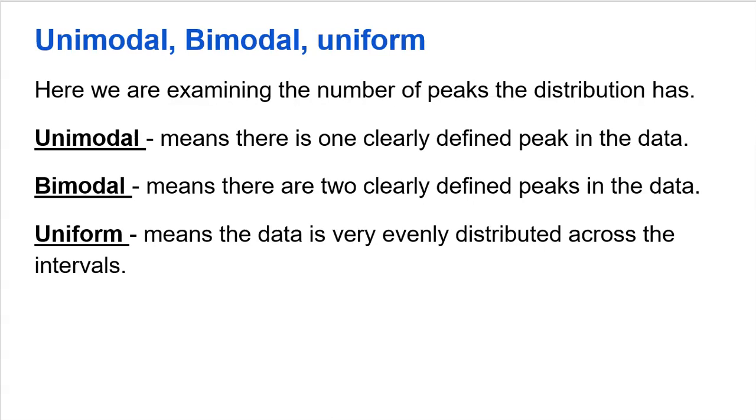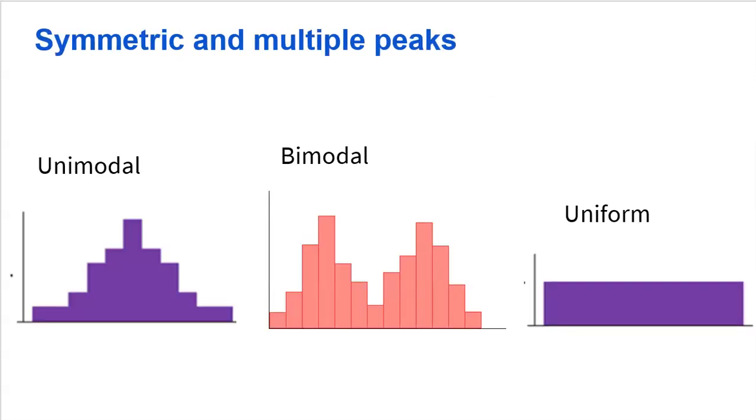Uniform is when the data is very evenly distributed. You don't see any major differences amongst all of the data values. They're all kind of the same when you're looking at it. So let's look at three histograms to see these three different distribution shapes. On the far left, we have unimodal. We see this one peak in the middle. Bimodal, clearly two different peaks. It's like looking at two mountains next to each other.